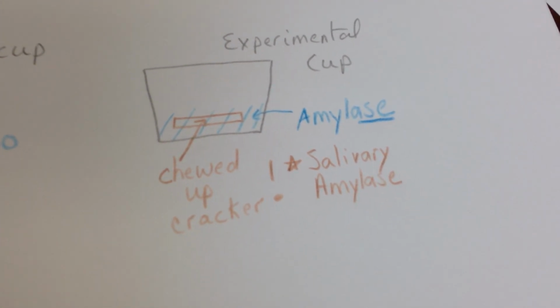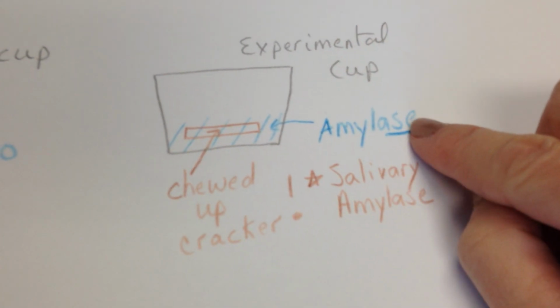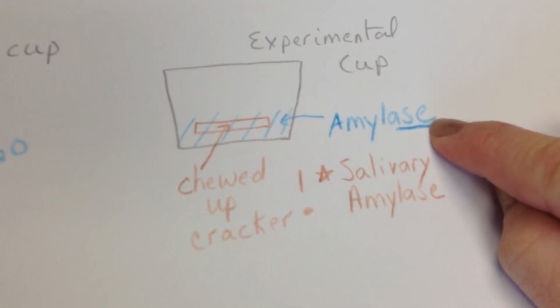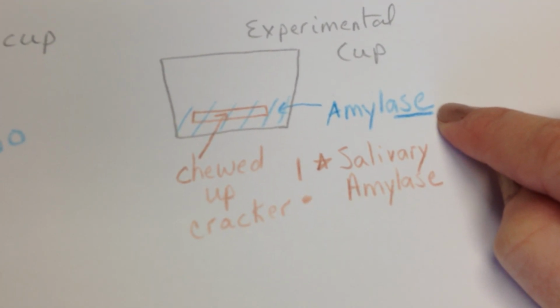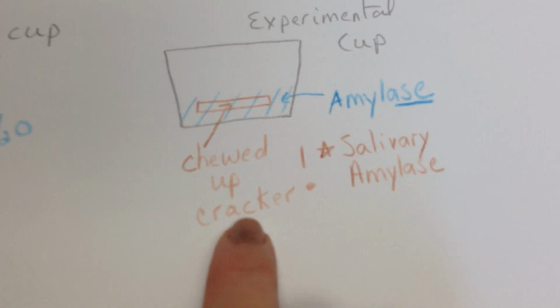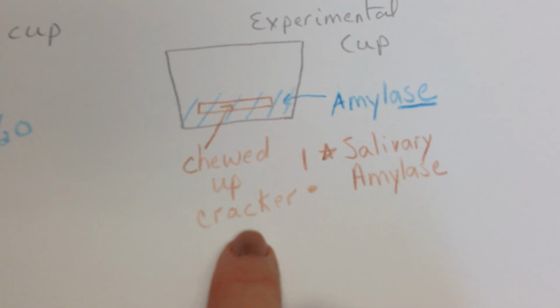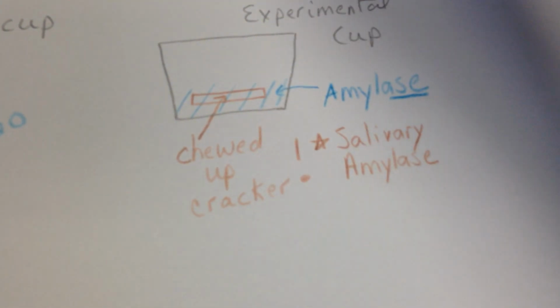You can recognize that name as being that of an enzyme because it ends in these three letters, ASE, that makes it an enzyme. Amylase, its substrate is starch, and the cracker is primarily starch, so that's providing our substrate. Our product is going to ultimately be glucose.